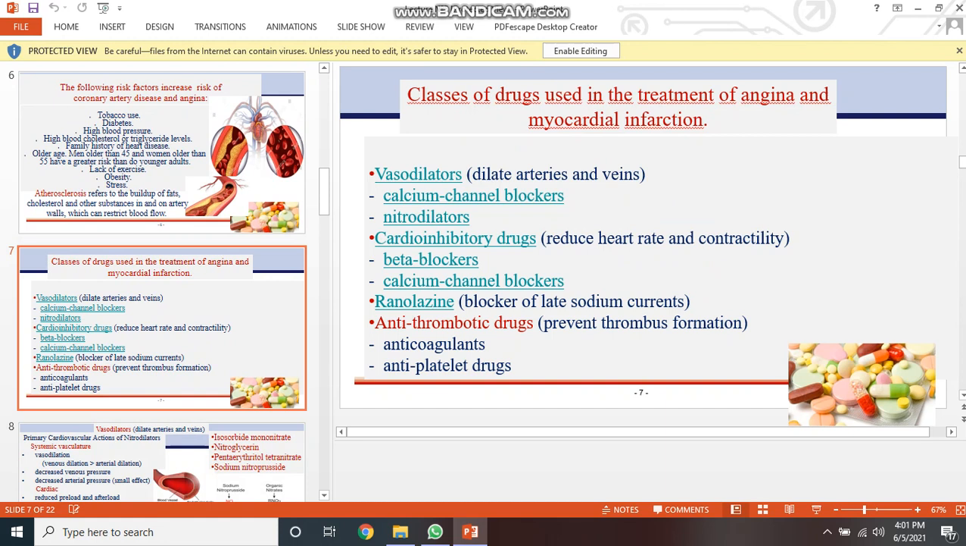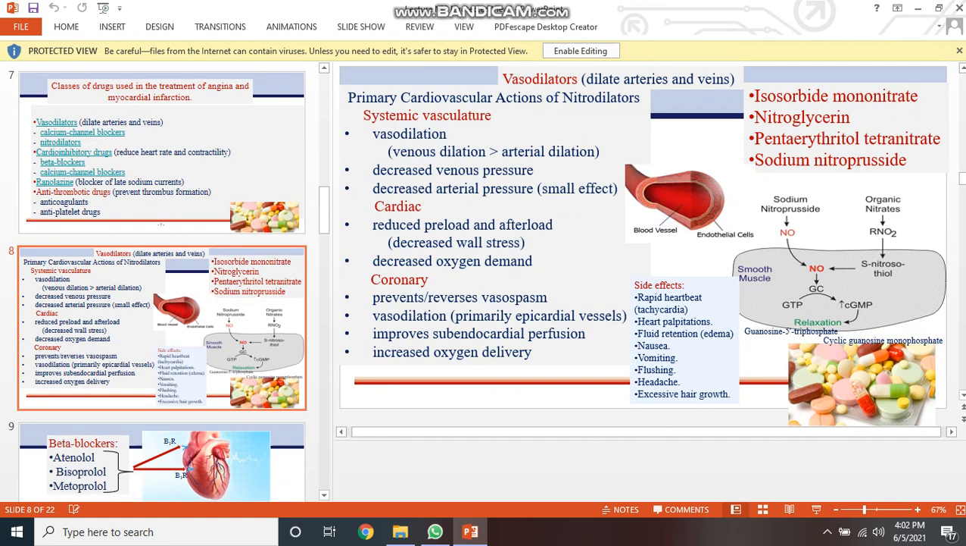Classes of drugs used in the treatment of angina and myocardial infarction: vasodilators, which dilate arteries and veins, such as nitrodilators; cardio-inhibitory drugs that reduce heart rate and contractility, such as beta blockers, calcium channel blockers, and ranolazine, a blocker of the late sodium current. Antithrombotic drugs prevent thrombus formation: anticoagulants and antiplatelet drugs. First is the vasodilator, which dilates arteries and veins.